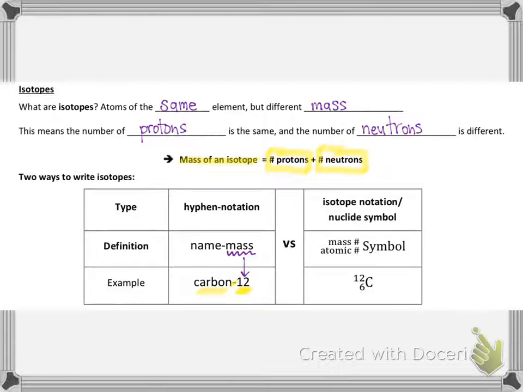There's also isotope notation, which is what we use when we're balancing our nuclear reactions. Sadly, not AP tested. But this time you just use the symbol, so C for carbon, and you put the mass on top and the atomic number on the bottom. So it's got a little bit more information than the hyphen notation. All right, let's go ahead and try some practice.